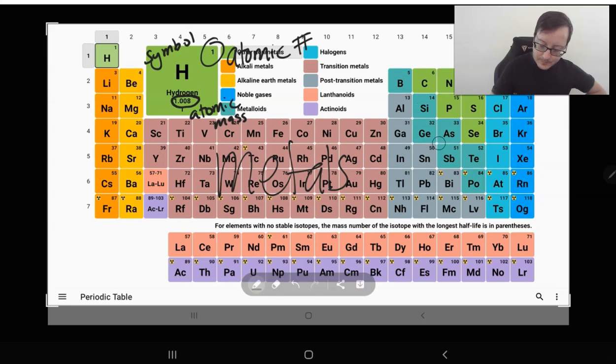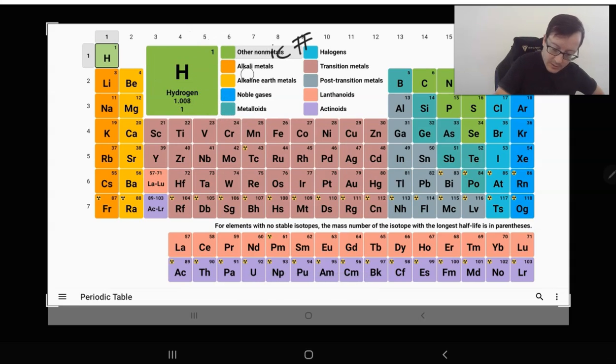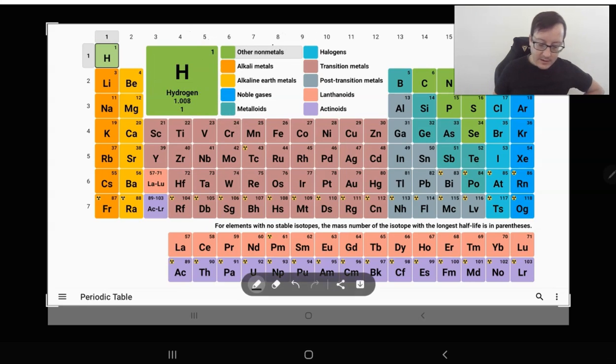Within those, we have specific groups. And that staircase, by the way, is called semi-metals. So boron, silicon, arsenic, tellurium, and the ones below those are what are called semi-metals or metalloids. Further within this section, we see all these different other categories.